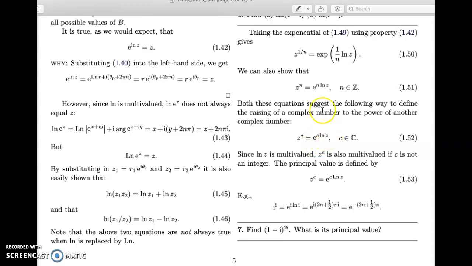The justification for that is that this expression here is always true. If you raise z to the power 1 over n, that's always equal to e to the 1 over n log z. And similarly, if you raise z to the power n, where n is an integer, that's always equal to e to the n log z. So we've done those two special cases, so it seems logical to define the rest of the complex numbers, C, the set of all complex numbers, which includes the reals, in the same way.